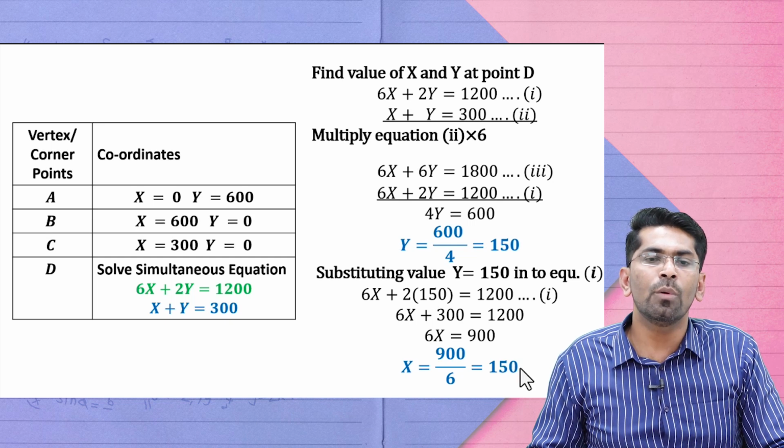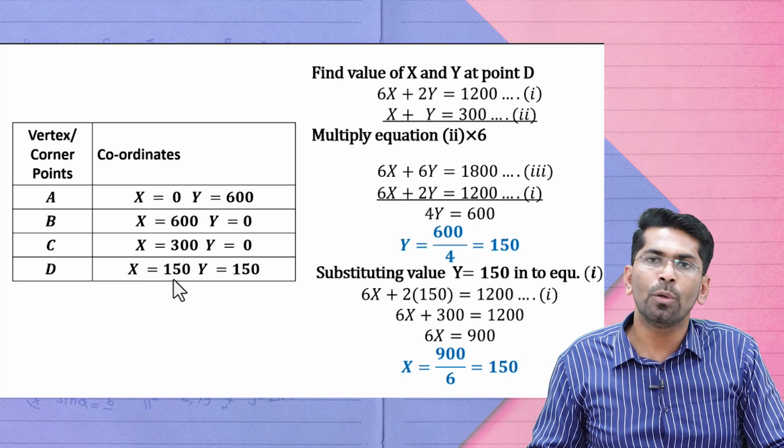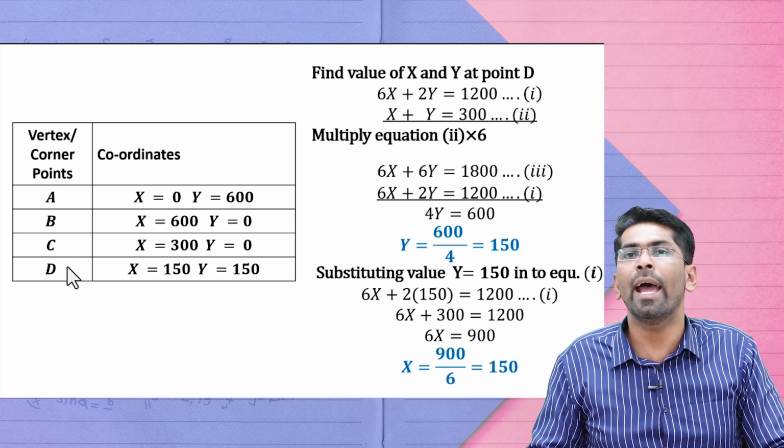So I am going to substitute these two values here so that we will get the value for x and y at the corner point D. At this particular point, that is corner point D, the value of x is equal to 150 and the value of y is equal to 150. So all the values are estimated here at different corner points, that is A, B, C and D.